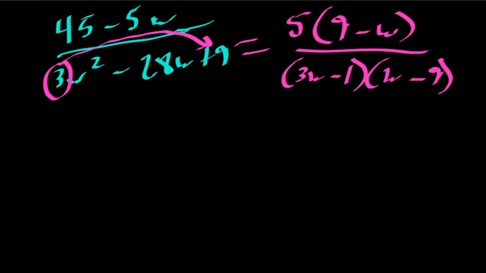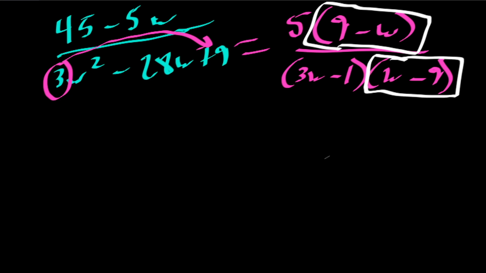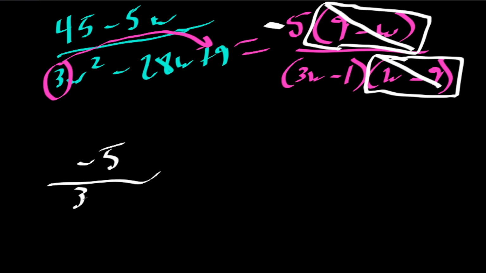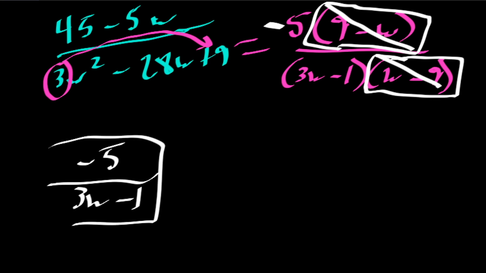Now, here's a situation that we've gone over just a second ago. Notice that on the top and on the bottom, we're multiplying everywhere. These two parentheses are the exact same except the 9 and the w are swapped, which means we can cancel these two, but we're left with a -1. So you would have to make sure you make this a -5 on the top. So it would be -5 over 3w minus 1. And that would be our answer.